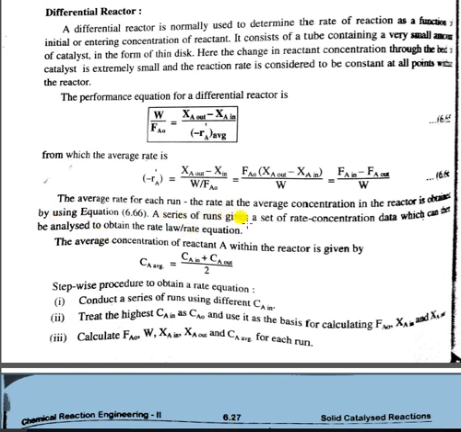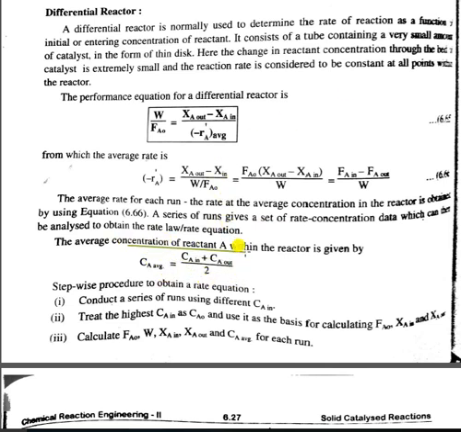Then a series of runs gives a set of rate-concentration data, which can be analyzed to obtain a rate law equation. Next, the average concentration of reactant A within the reactor is given by this equation: CA average is equal to CA in plus CA out, divided by 2.